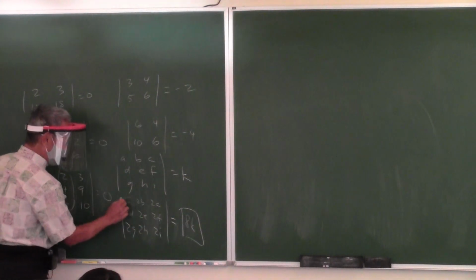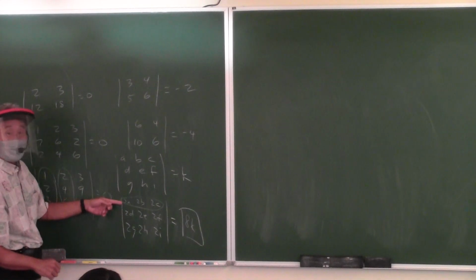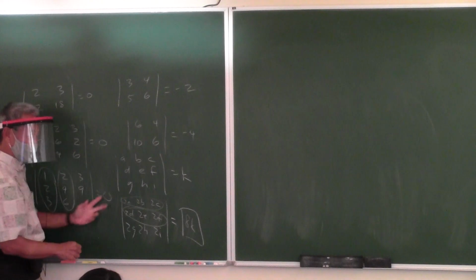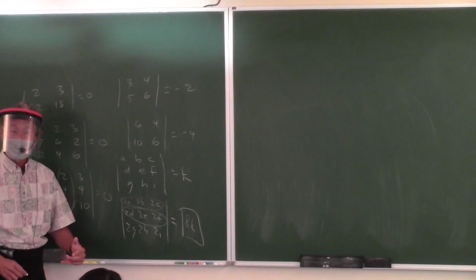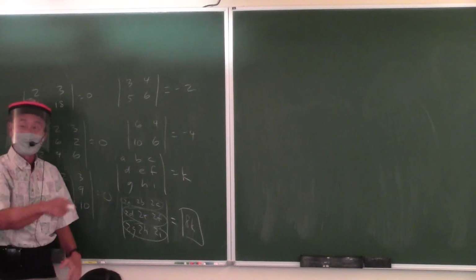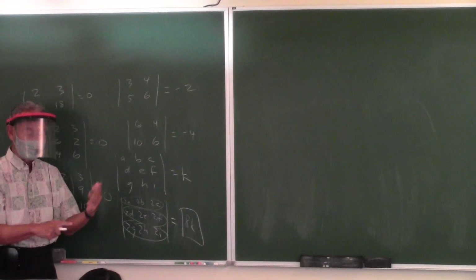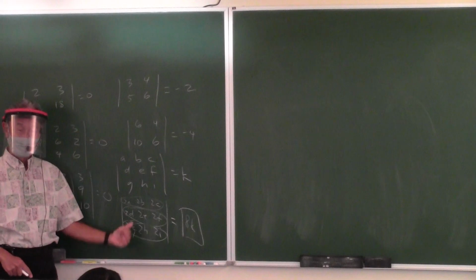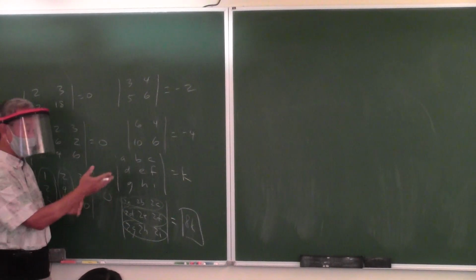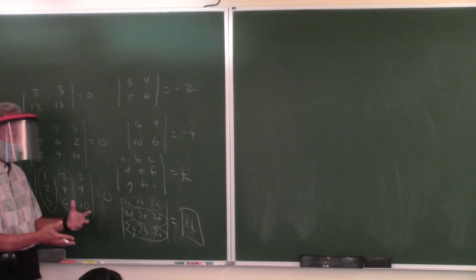Because look, that row got multiplied by 2, so you multiply by 2. Here's another row got multiplied by 2, so you multiply by another 2. And there's another row that got multiplied by 2, so you got to multiply by another 2. 2 times 2 times 2 is 8. You see that? So if you multiply a row by a number, the determinant gets multiplied by that number.